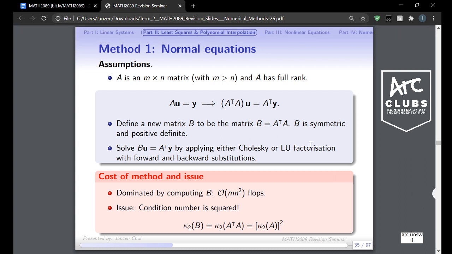So the main issue with this method is that it is quite bad for larger matrices A, because multiplying both sides by A transpose effectively squares the condition number of the matrix, greatly increasing its relative error. So you might have to check before you apply this method. Check the condition number.